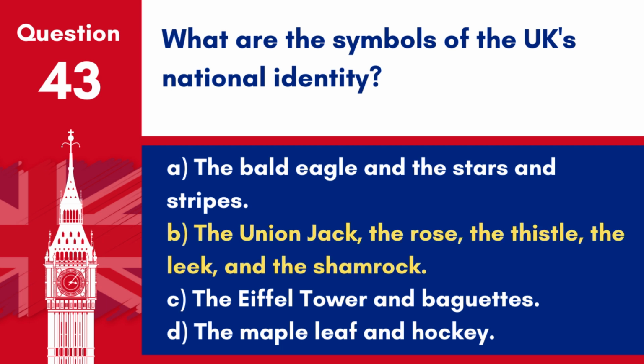Answer: B. The Union Jack, the rose, the thistle, the leek, and the shamrock. These symbols represent the United Kingdom and its constituent nations, reflecting the country's heritage and identity.